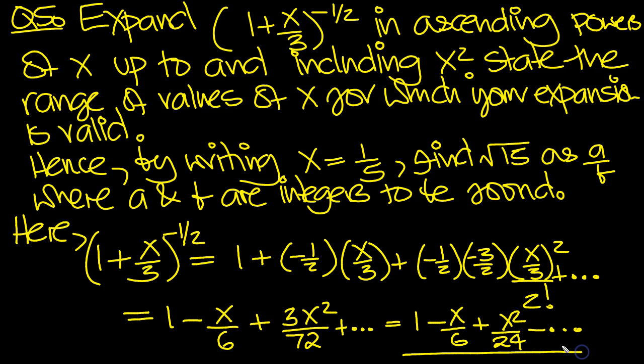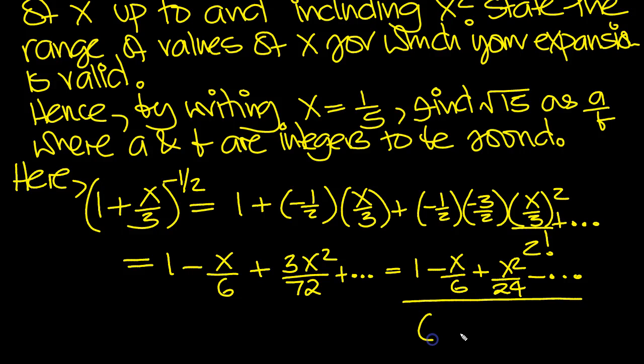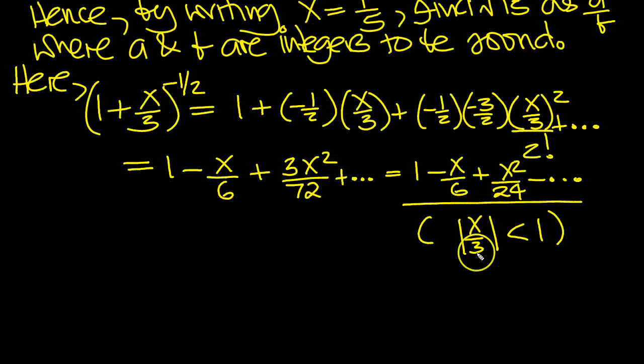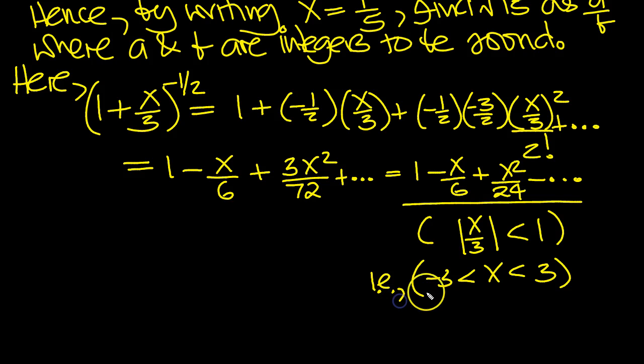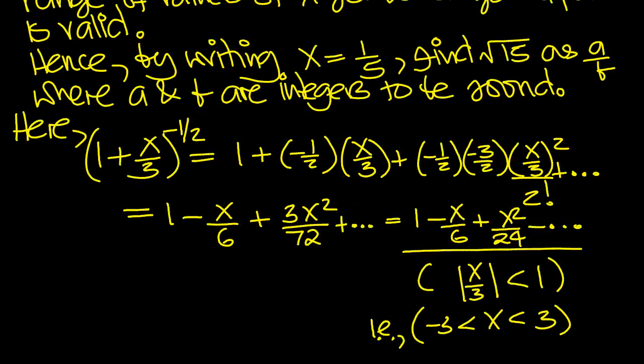And there's our series. Okay, so state the range of values of x for which your expansion is valid. Well, here we know the modulus of this value, x over 3, is less than 1, isn't it? In other words, move the 3 up, x needs to be within a size of 3 or minus 3, doesn't it? Between 3 and minus 3 is the range where the series is valid.